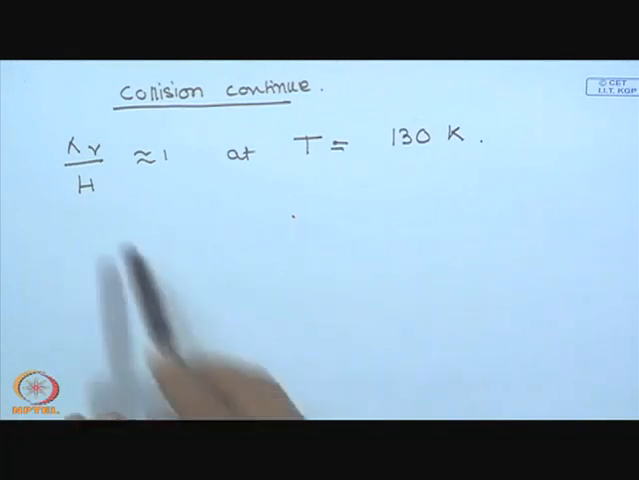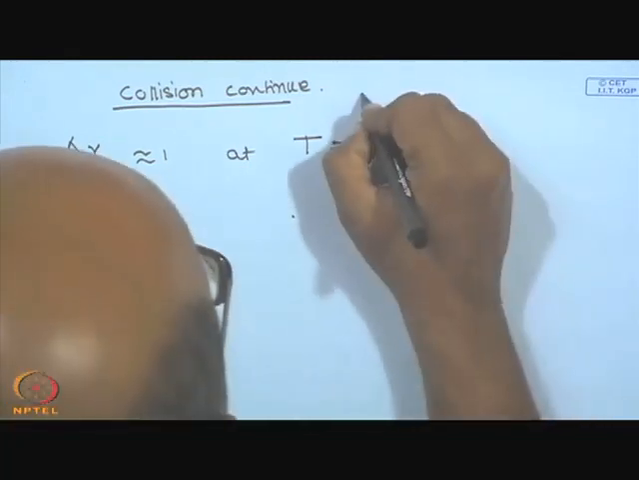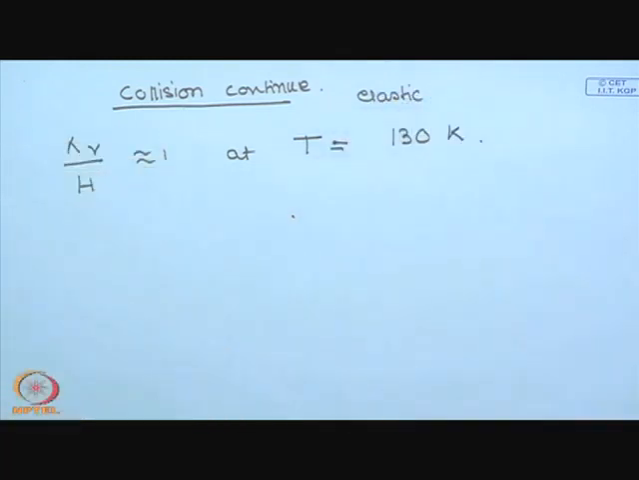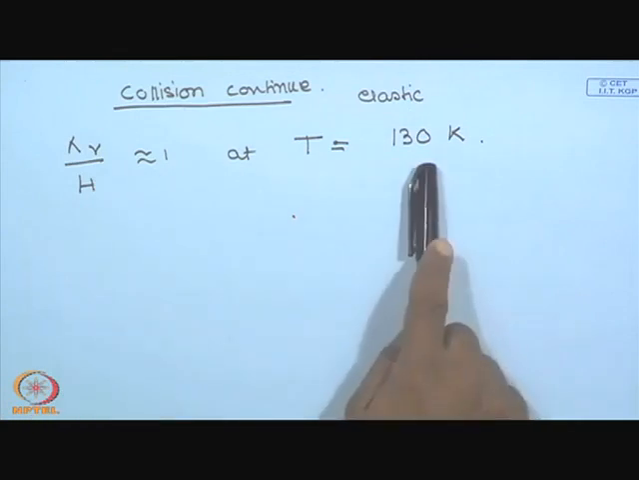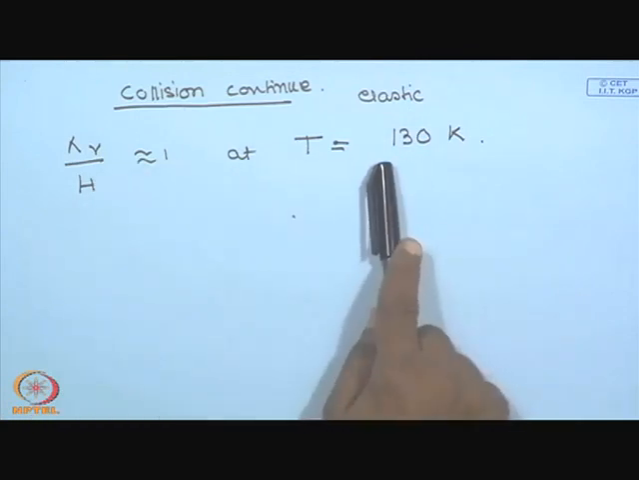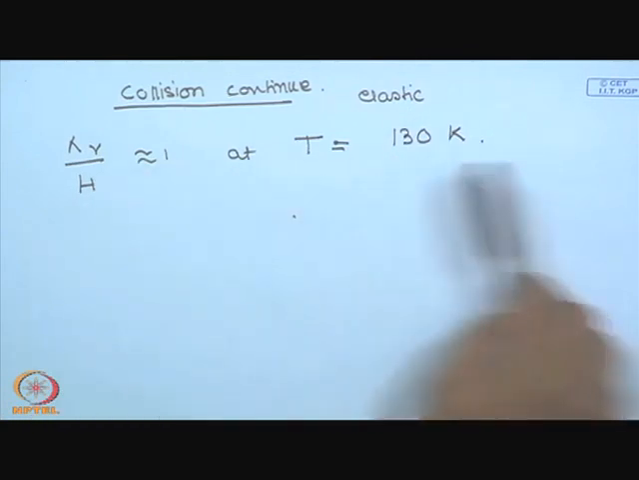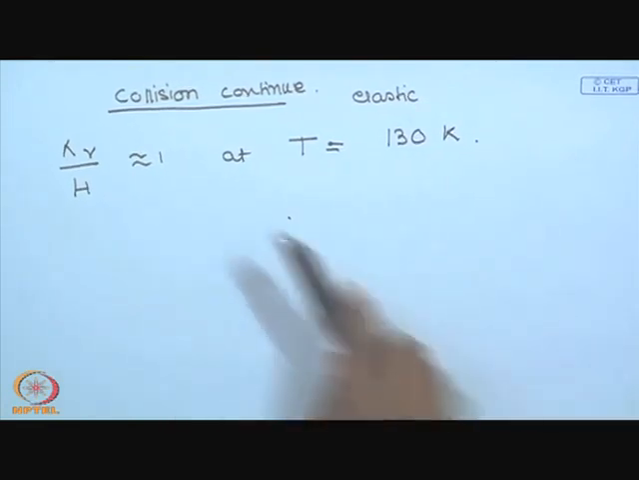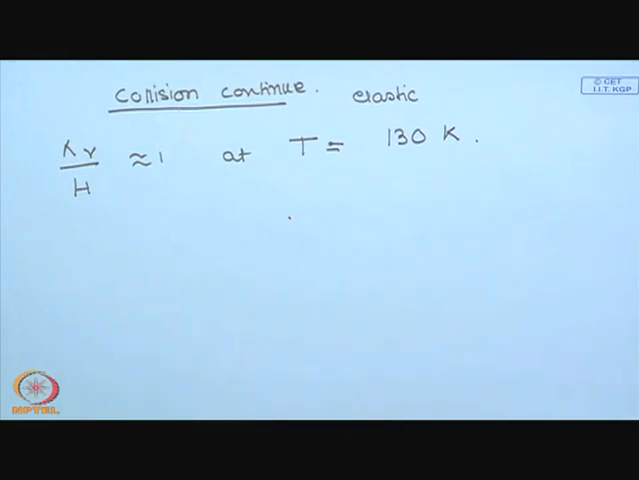But these are all elastic collisions. After a temperature of 10⁵, the dominant process is elastic collisions, and there is no exchange of energy. They continue to be coupled, but there is no exchange of energy in these collisions. The collisions would continue till 130 Kelvin, after which the collisions also would become insignificant. Well, this calculation is incorrect.